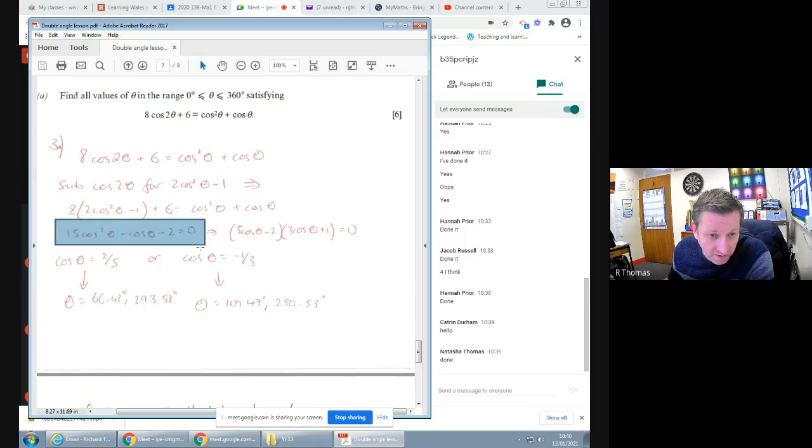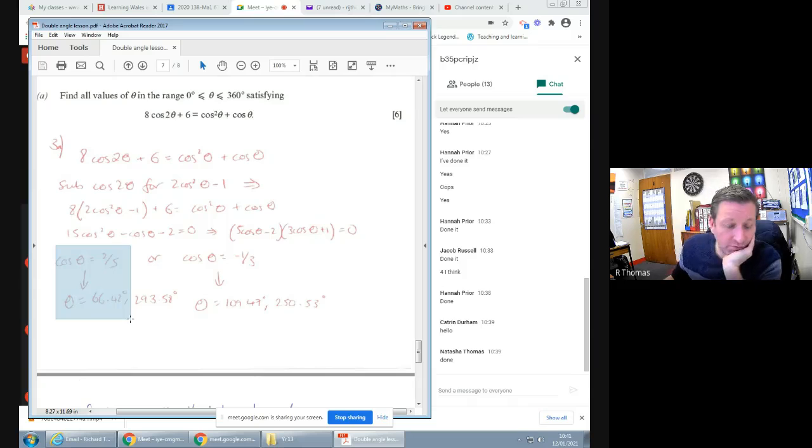So there is my quadratic equation in cos that you can chuck into your calculator if you want. It did factorize into 5 cos theta minus 2 and 3 cos theta plus 1. So the first bracket, the minus 2 goes over, becomes 2 divided through by the 5. Cos theta is 2/5. The calculator will give you 66.42. Your graphs then tell you to subtract that from 360 to get the other value of 293.58.